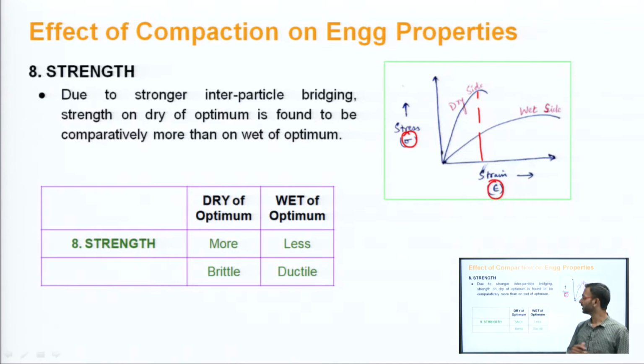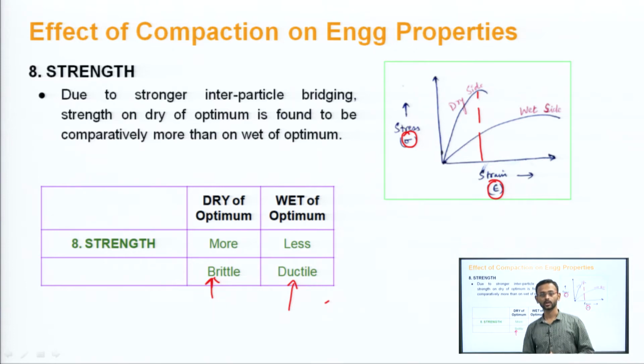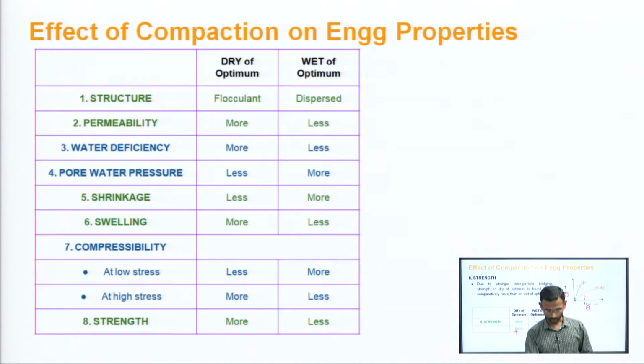And also understand, on the dry side it is more brittle, and if we talk about the wet of optimum side, when we plot the graph, it comes out to be more ductile. It will try to resist more and more stresses. Brittle collapse and ductile collapse, you already know this.